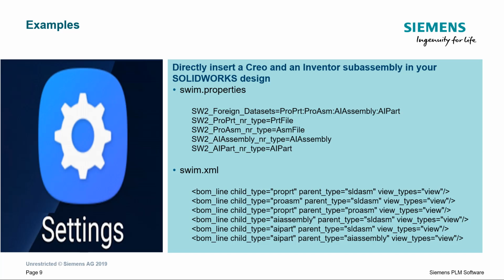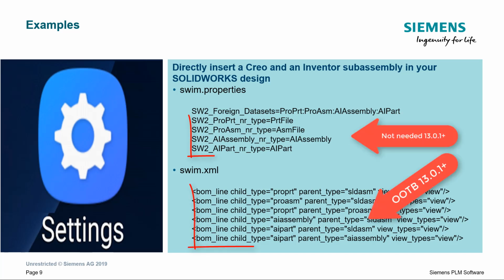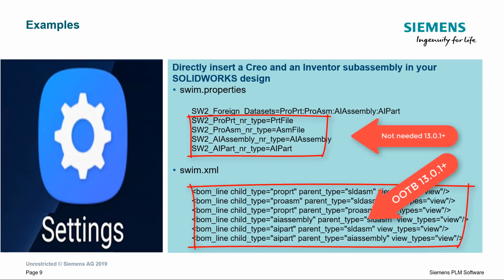Now let's look at some examples of direct, indirect, and hybrid MultiCAD design reuse. First, we'll directly insert a Creo and an Inventor subassembly into a SolidWorks design. Here we see the necessary settings in both the swim.properties and the swim.xml files.